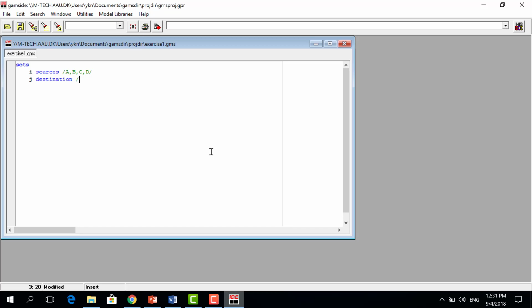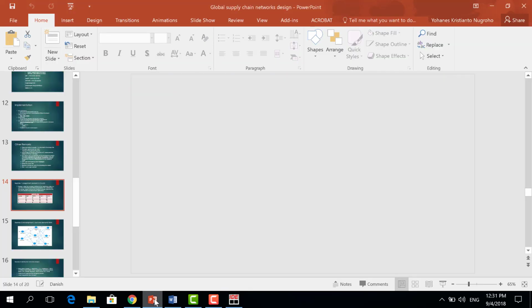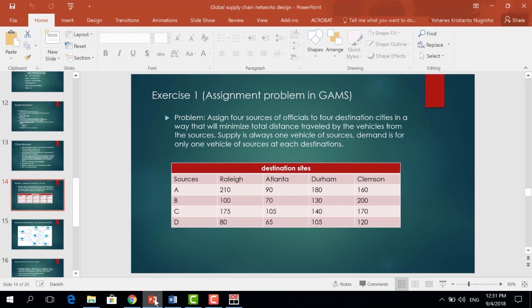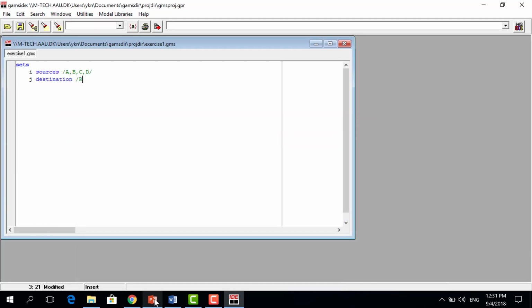And J is the destination. Okay, make it simple. Here we have Raleigh, Atlanta, Durham, and Clemson. And do not forget, each time you end your set definition, you have to end it using a semicolon. Yes, exactly.